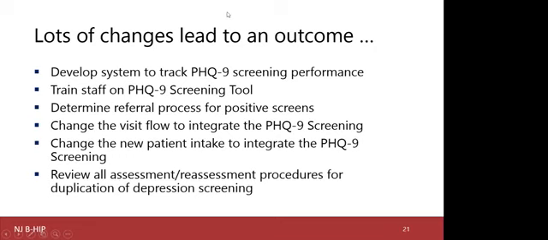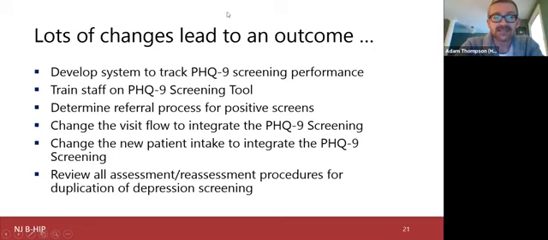So when you look at lots of changes, as I said before, when you go to change your PHQ-9 process, you may need to develop a system to track that PHQ-9 screening performance. I know a lot of sites have been engaged in building their systems to be able to track and measure the performance data. And I would give a giant shout out to the community-based organization cohort who all submitted their data, and a thank you to everyone else who did as well, because that's really the first step, right?